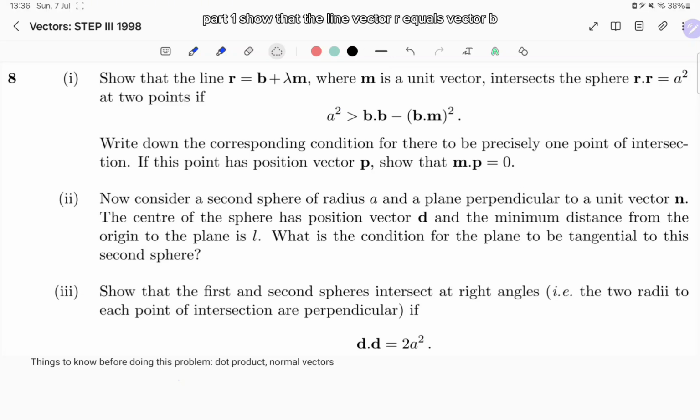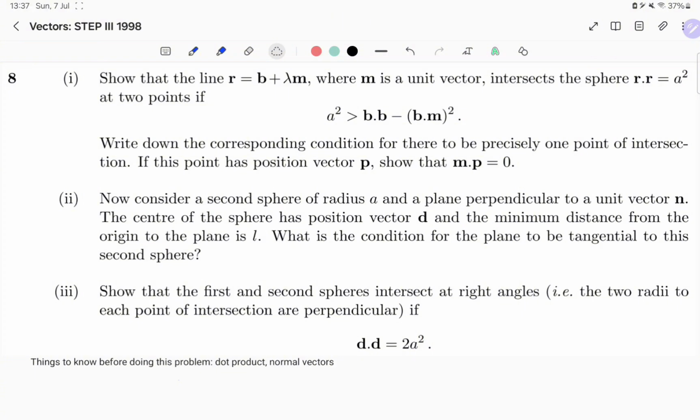Show that the line r = b + λm, where m is a unit vector, intersects the sphere r · r = a² at 2 points if a² is greater than b · b − (b · m)². Write down the corresponding condition for there to be precisely one point of intersection. If this point has position vector p, show that m · p = 0.